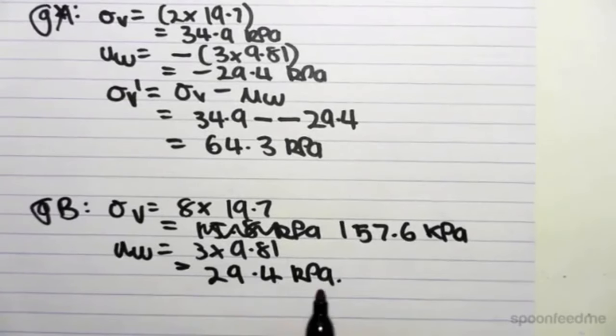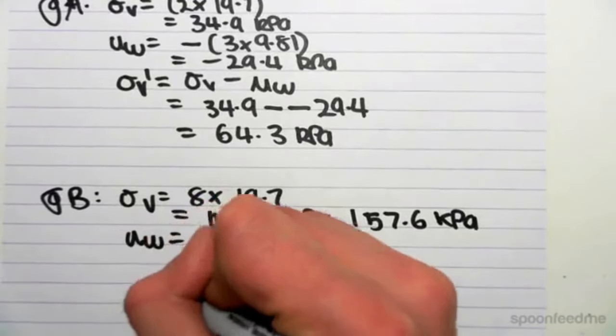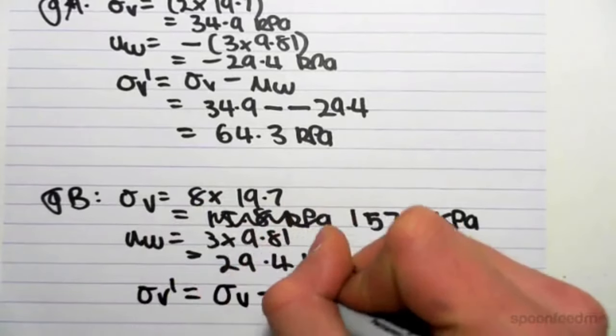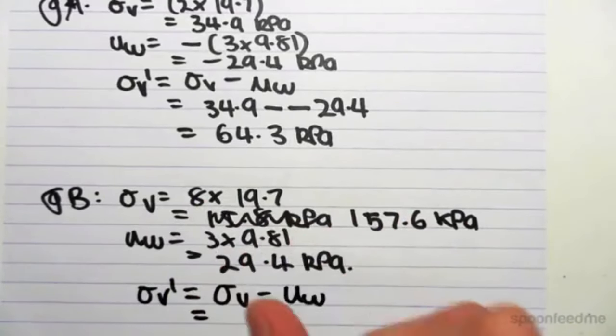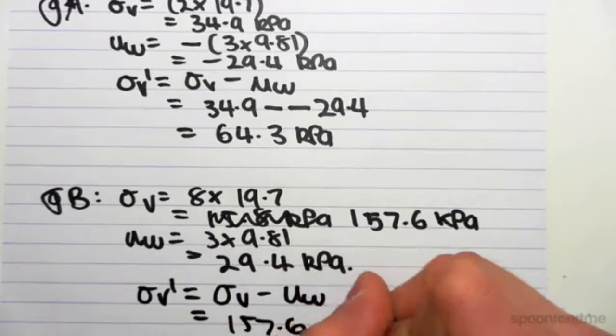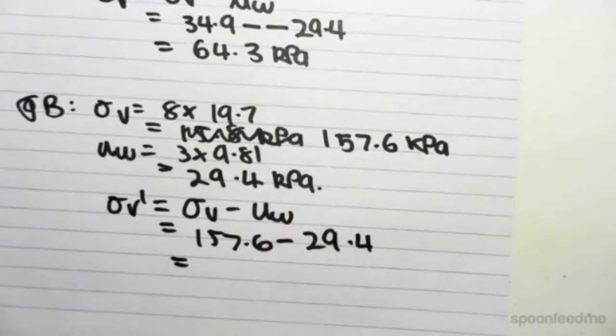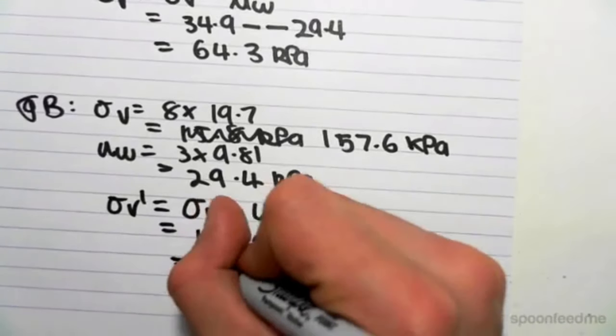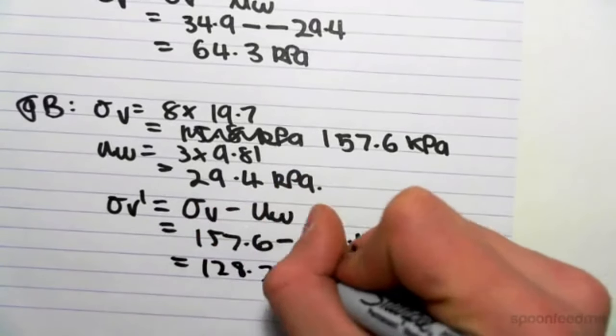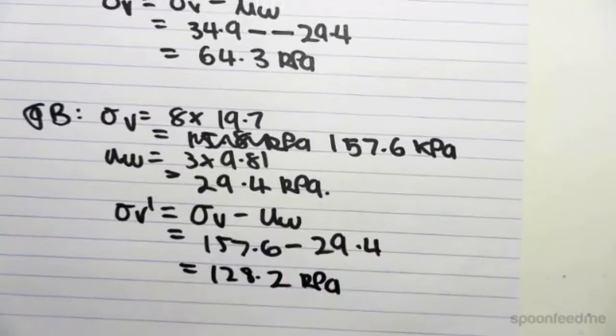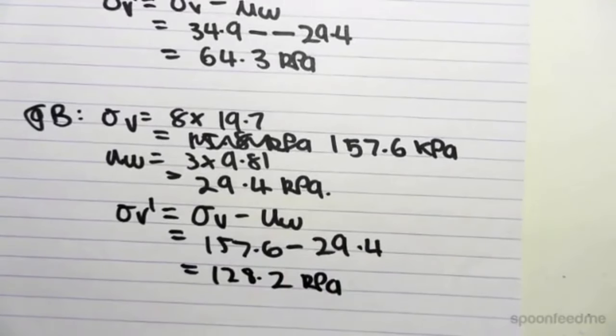The pore water pressure is 29.4, which means we can find the effective stress, which is the total stress minus the pore water pressure, which is 157.6 minus 29.4, which will equal 128.2 kPa. Okay, just before we finish, okay, that's good.